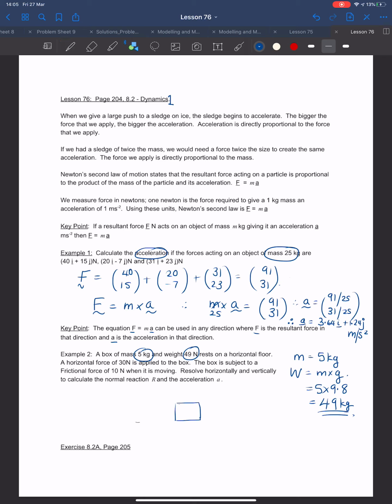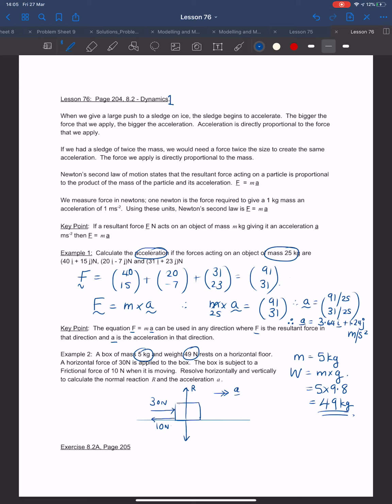So let's put this down on the floor, like so. A horizontal force of 30 newtons is applied to the box, and the box is subject to a frictional force of 10 newtons when it's moving. Resolve horizontally and vertically to calculate the normal reaction R and the acceleration a.